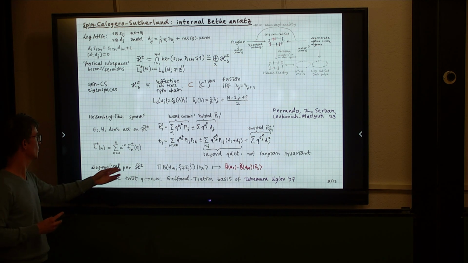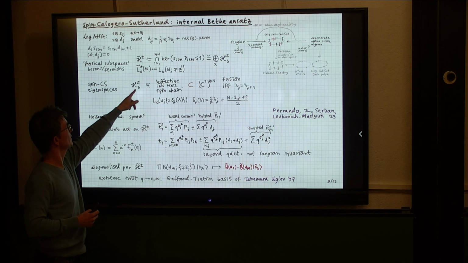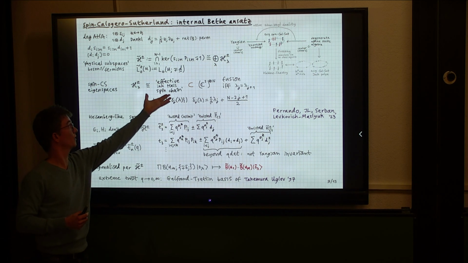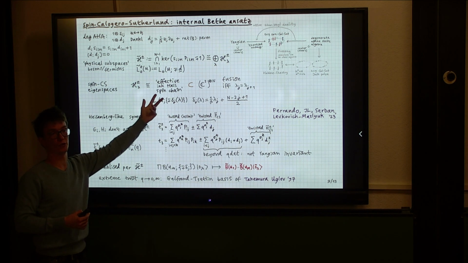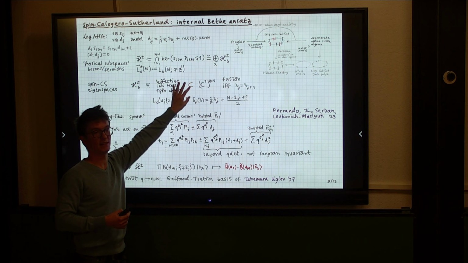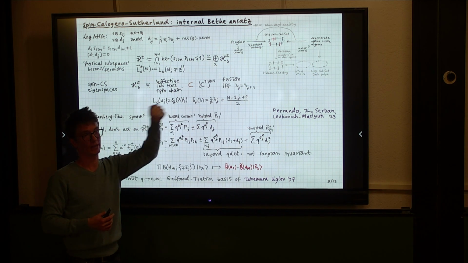And so what you do is you diagonalize per lambda, sorry, this should have a subscript lambda. So for each of these eigenspaces, I told you that we have a nice effective inhomogeneous spin chain. We may or may not have fusion, but if there's fusion, then we just pick the nice invariant subspace, so there's no problem.